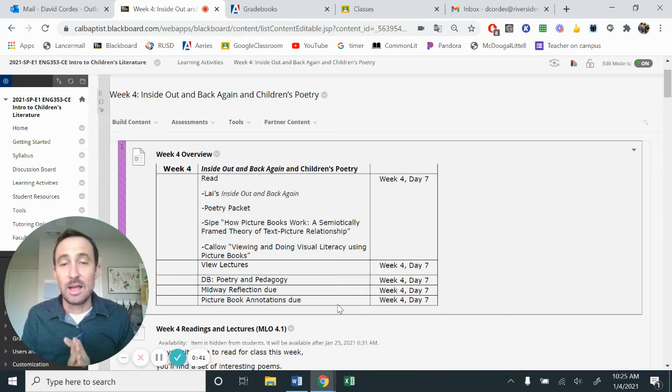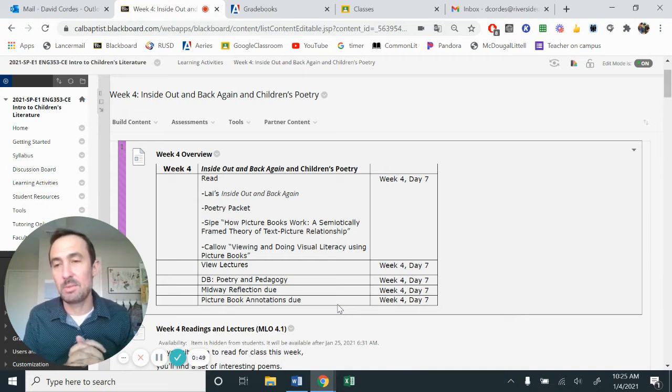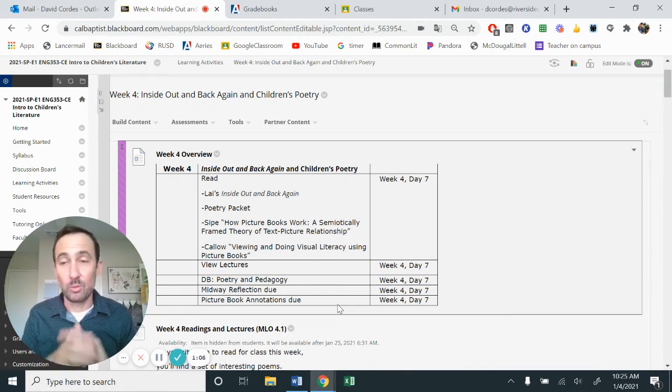Looking at this week, we've got several different readings and a couple of different activities. We are moving forward with the picture book annotation assignment. Everything's going to be outlined in further detail with additional videos and instructions. I've got lots of ancillary videos that I found for you this week that are just going to be perfect. But right now, I just want to lay out what to expect and what to prepare yourself for mentally.